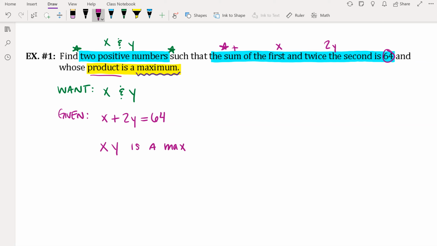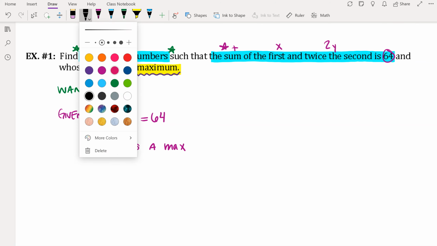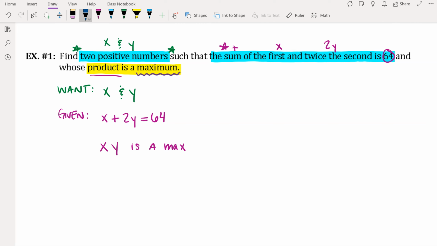Now, the first thing we're going to do is let's call x times y a function. Let's just say it's f of x. So we would write f of x equals xy. Does that make sense? All right, f of x equals xy. Now, we're trying to get xy to have a max. So this is where the calculus comes in.